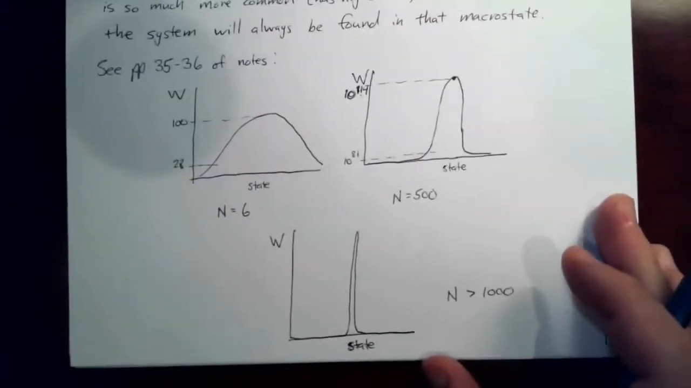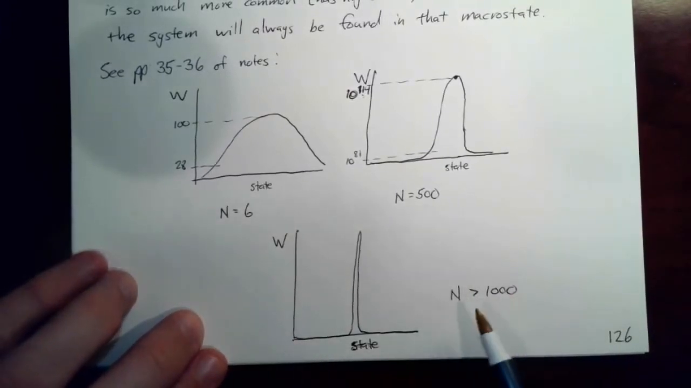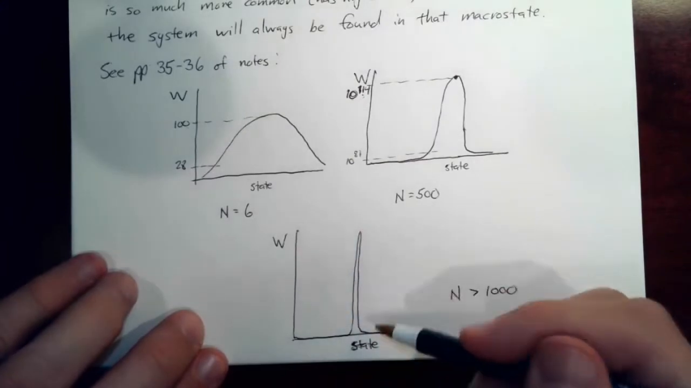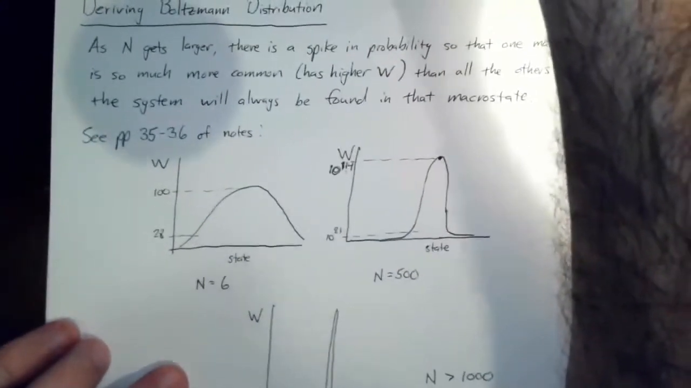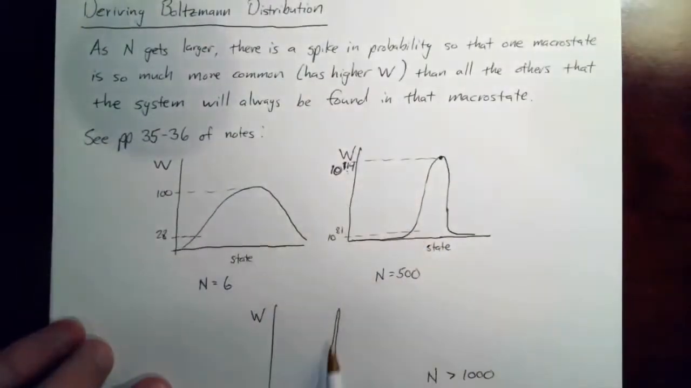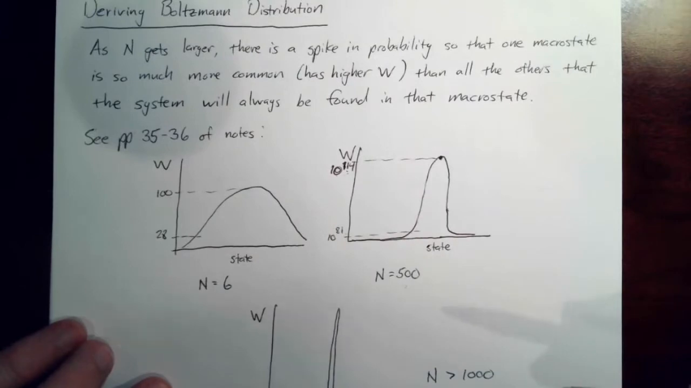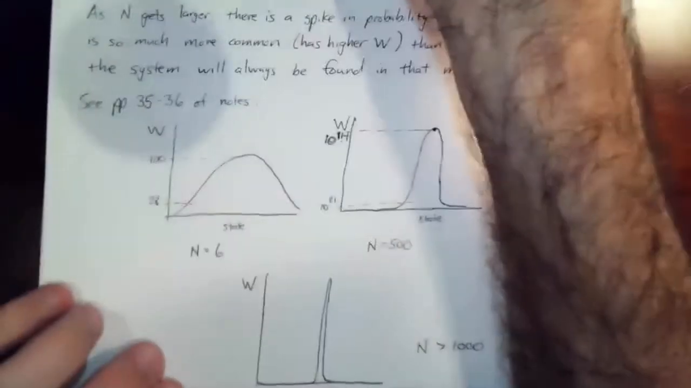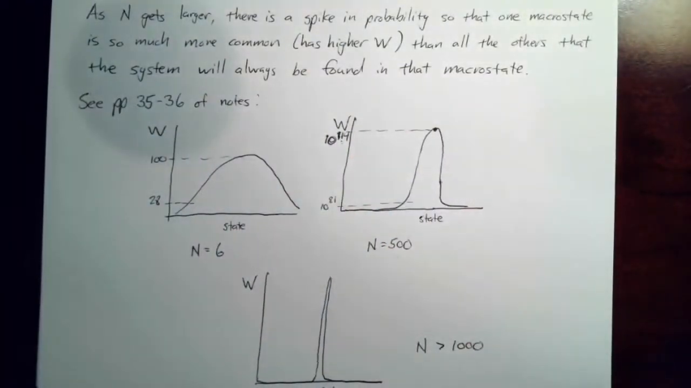And this one I didn't calculate, but just to illustrate the point, if N is greater than 1,000, this peak is going to get even taller and even thinner. And so this is the idea here, that as the number of molecules grows, the most likely state becomes so likely that it is effectively the only macro state that you will ever find that system in.